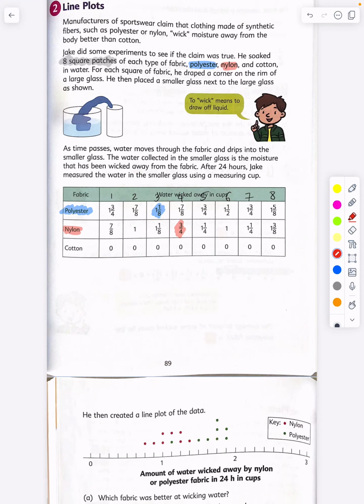Hello, the topic of today's lesson is displaying data in line plots. Line plots we've been studying since third grade, and we used them in fourth grade, and finally now we're in fifth grade and we're still working with line plots.